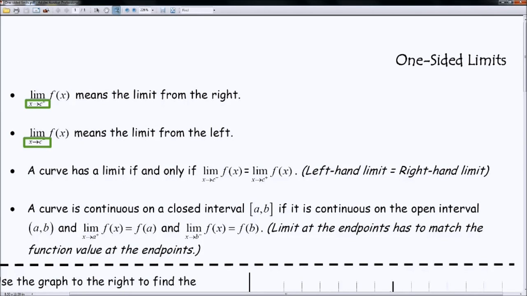Continuity means that there are no breaks, no jumps, no holes, no vertical asymptotes, nothing like that. A curve is continuous on a closed interval if it is continuous on the open interval, and we assume the limits approach the endpoints. That means the limit as x approaches a from the right is equal to the y value at a, the leftmost endpoint, and the limit as x approaches b from the left is equal to the actual y value at b, the rightmost endpoint.